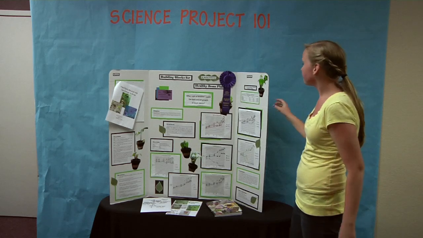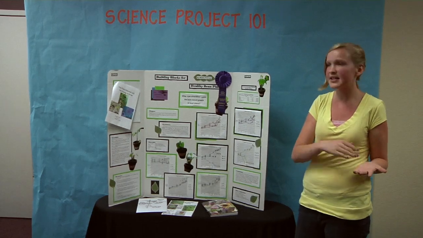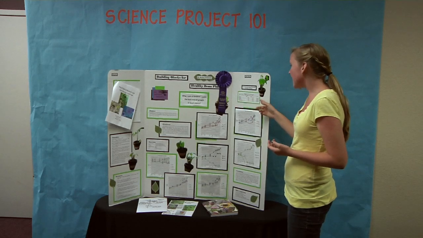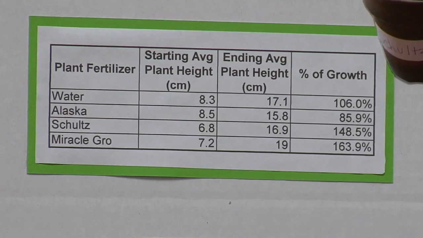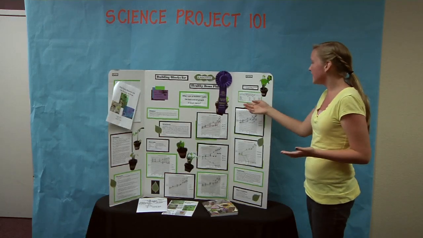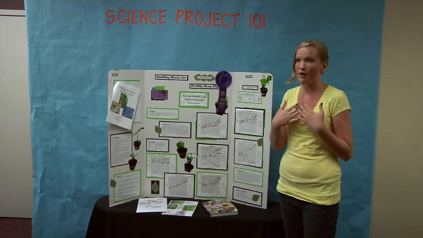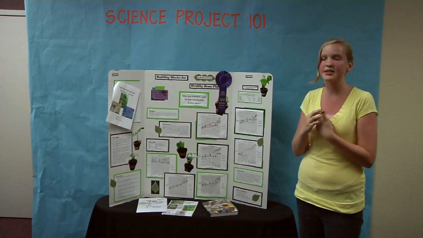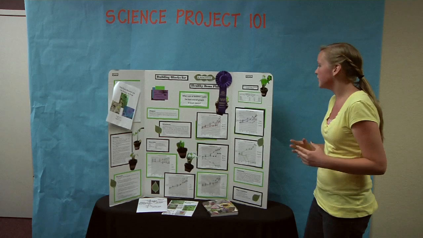Now I come to my results. These are the overall percentages of the growth from the beginning to the end for the plants. Water had 106% growth. Alaska had 85.9% growth. Schultz had 148.5% growth. And Miracle-Gro had 163.9% growth. From this, you might think that the Miracle-Gro, which had 163.9% growth, was the best. But I saw differently, because 2 out of the 3 Miracle-Gro died, and so that would be only one variable. But the Schultz, all 3 lived and all did well.